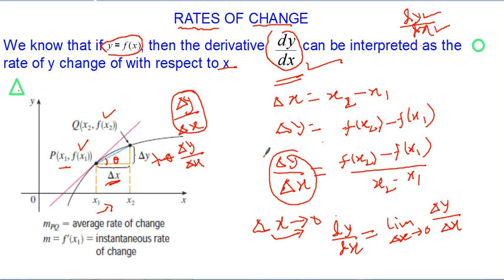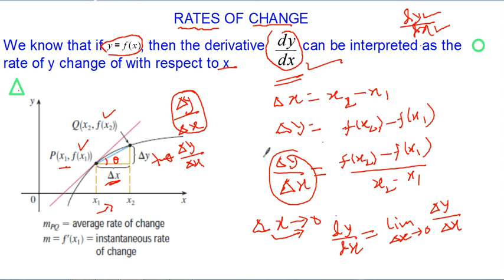Now we have already known how to find dy by dx if the function is given. There are various methods we have already studied to get the differentiation. Now we are going to use the proper knowledge to get the rates of change.